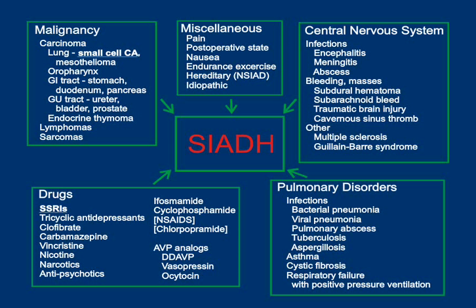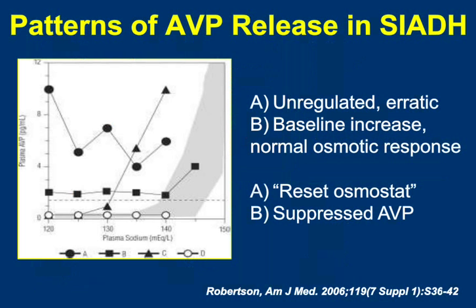Chlorpropamide is the same. It's really a sensitizer. It increases the renal sensitivity to vasopressin. Finally, we're left with pulmonary disorders. These are infections, bacterial and viral pneumonia, pulmonary abscesses. Tuberculosis is a very important cause of SIADH, and so on and so forth.